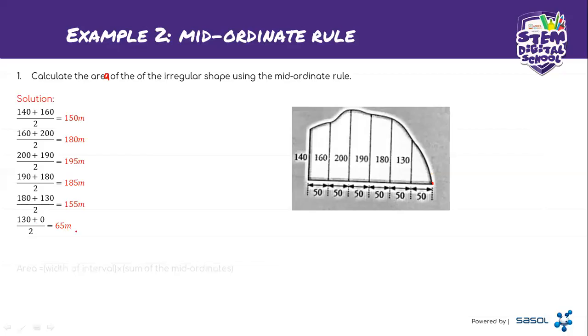Then you write the formula, and the width of the interval in this case is 50 meter. Then you put your values in correctly and press your calculator. Then you obtain 46,500 meters squared. So that is the answer for the mid-ordinate rule for this question. Now let's proceed and see what we'll get.